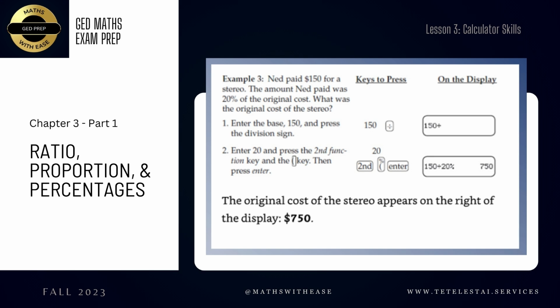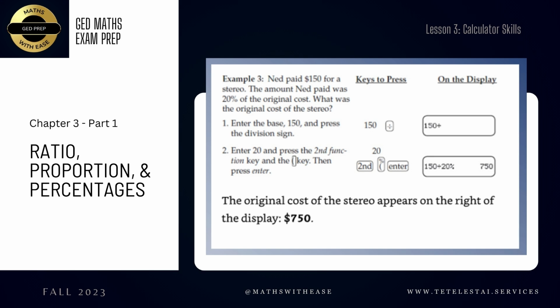So in this example, we're being told that Ned paid $150 for a stereo, and the amount that Ned paid was 20% of the original cost. And the question is asking, what was the original cost of the stereo? So first things first, I would say press clear so that you remove any information from your calculator's memory. Then you want to enter the base, and in this case, we know that the base is 150. So you use your digit keys, enter 150, and then press the division sign, right?